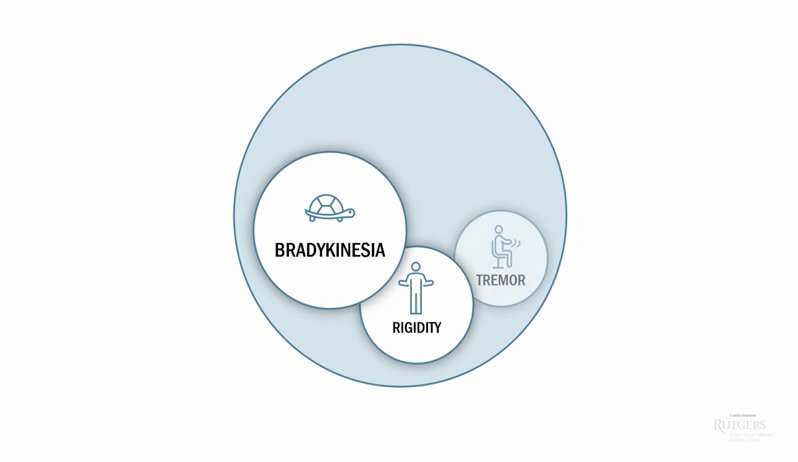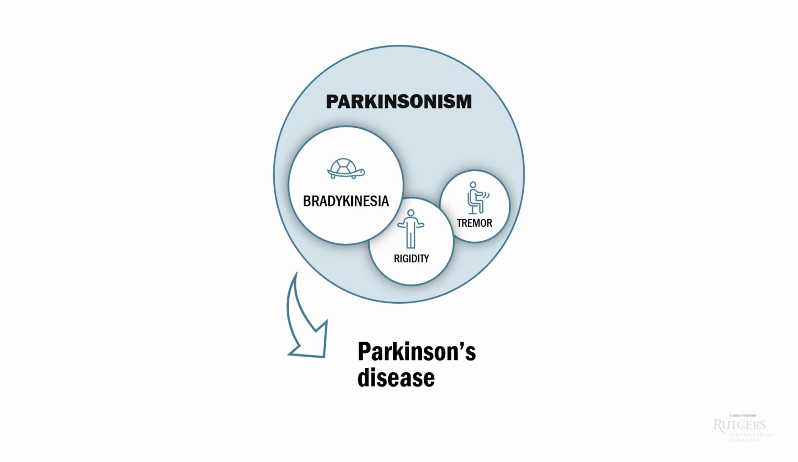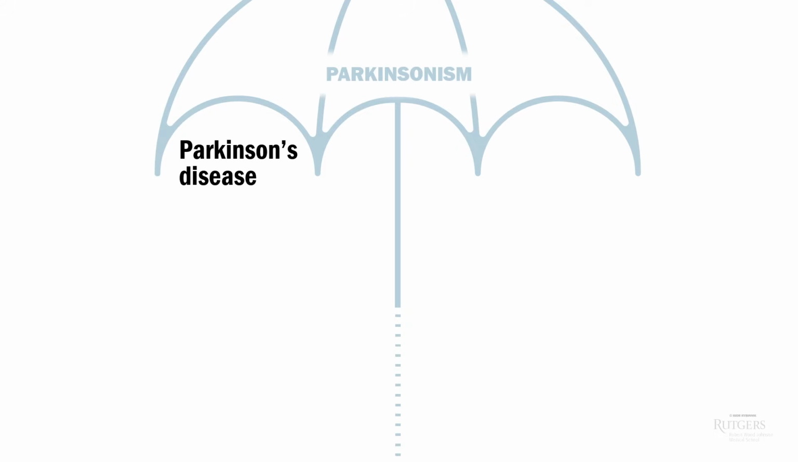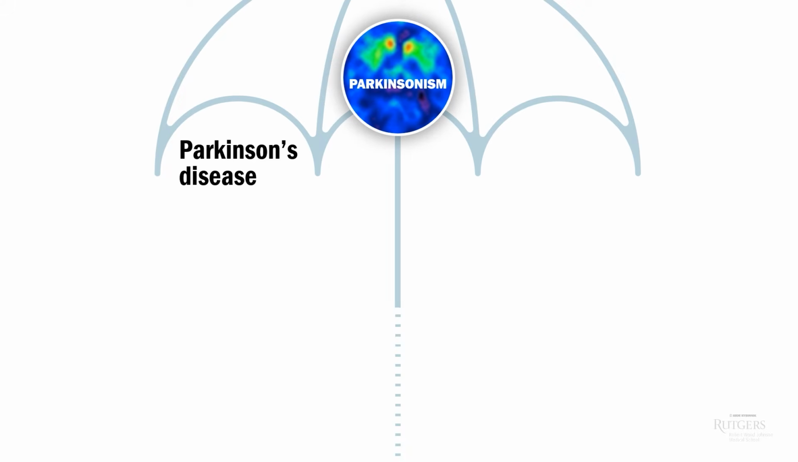Bradykinesia, rigidity, and tremor are components of Parkinsonism. Parkinsonism is absolutely necessary to diagnose Parkinson's disease. But not every patient with Parkinsonism has Parkinson's disease. Parkinsonism is just a symptom of damaged basal ganglia and nigrostriatal dopaminergic pathways. So, what other disorders can cause basal ganglia damage? Drugs, certainly. Drugs are the most common cause of secondary Parkinsonism.